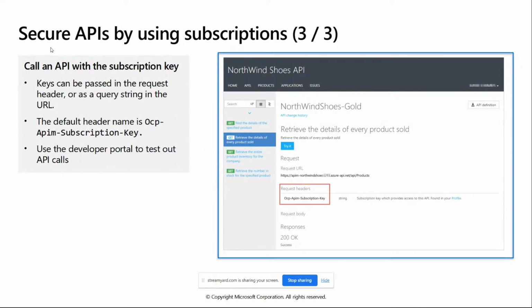How do we call an API with the subscription key? There is something called a request header, which is available under the subscription itself. This is Ocp-Apim-Subscription-Key. With that, you will be able to call the subscription that has been made available.